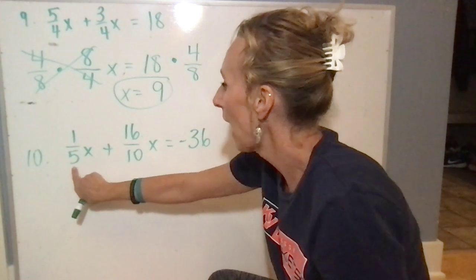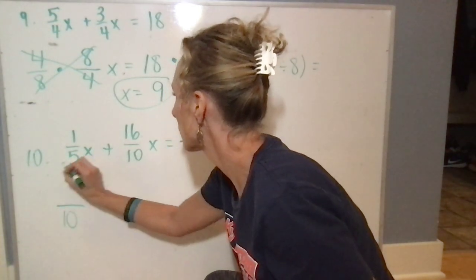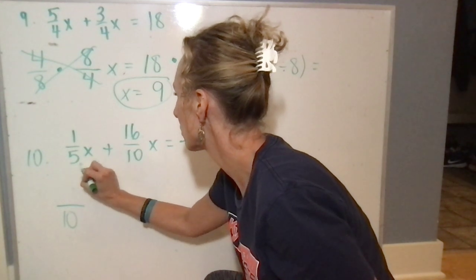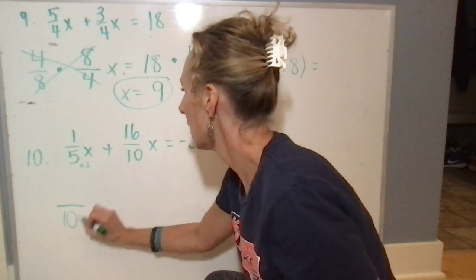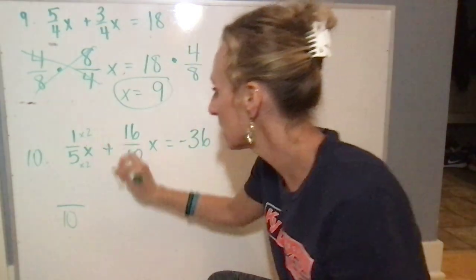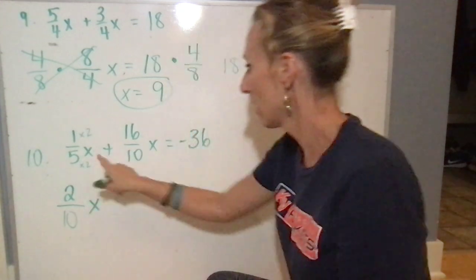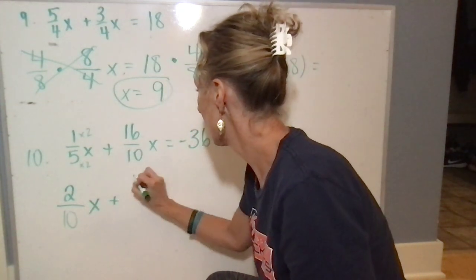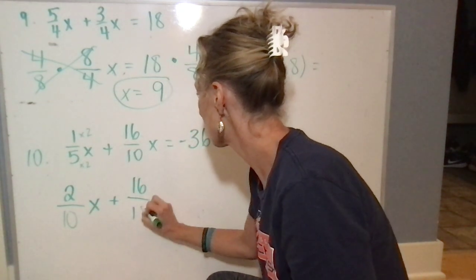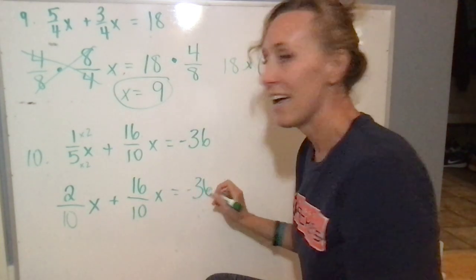So if I can do that, I can make this into tens if I multiply the 5 by 2, so times 2, right? That means I have to do the top times 2 as well, all right? So 1 times 2 is 2. Put that x back on there, and then let's keep what we have here, 16 over 10x equals -36.